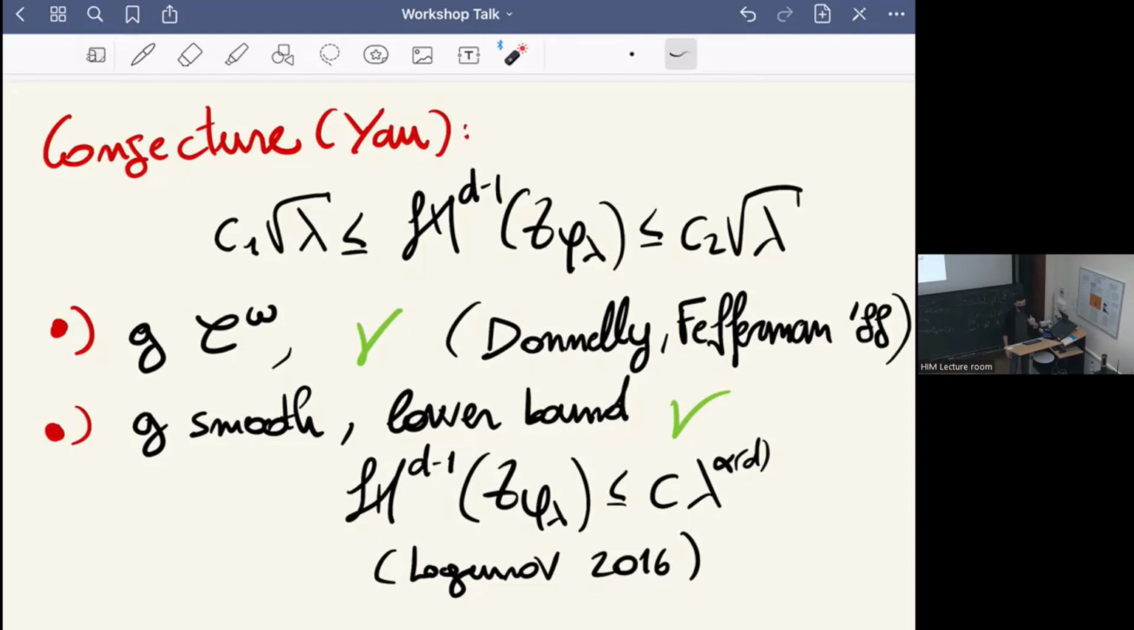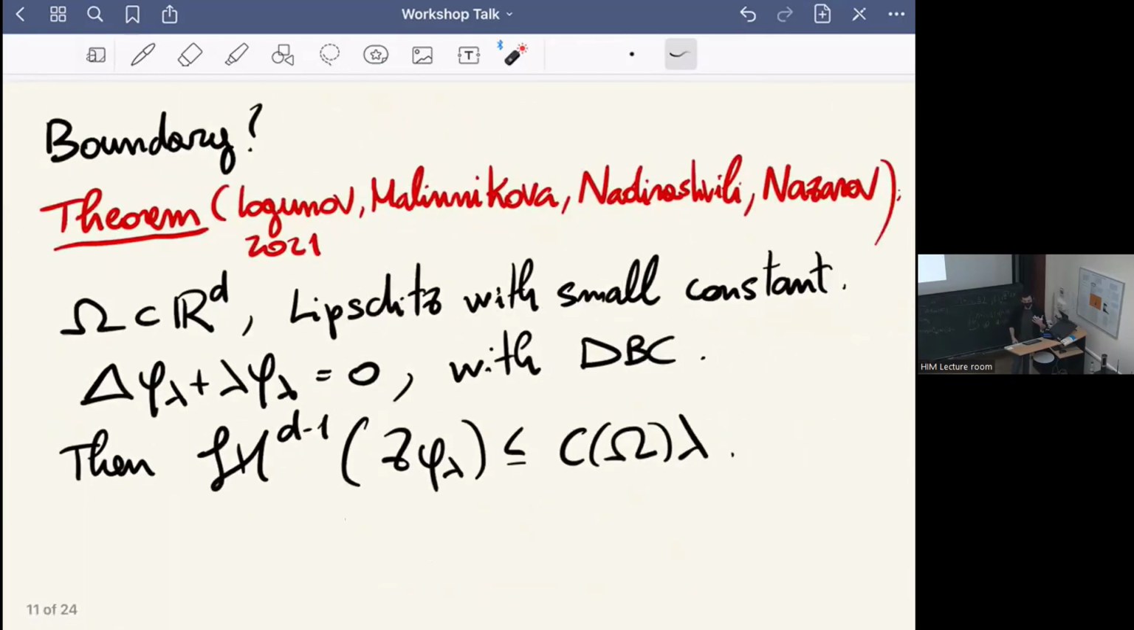Even more recently, you could ask: here I talked about the setting of a smooth compact Riemannian manifold, so without boundary. What if you add a boundary? This is a result that is even more recent. It came out last year by Sasha Logunov, Eugenia Malinnikova, Nadirashvili, and Nazarov. They consider a bounded domain in R^d, and the Laplace equation with Dirichlet boundary condition. The domain is Euclidean, so in a sense the metric inside is as real analytic as it could be, because this is just the Euclidean Laplacian. But the boundary of the domain is only assumed to be Lipschitz with a small Lipschitz constant. So the regularity is fairly low. And then they can prove the sharp version of the upper bound in Yau's conjecture for Dirichlet Laplace eigenfunctions.